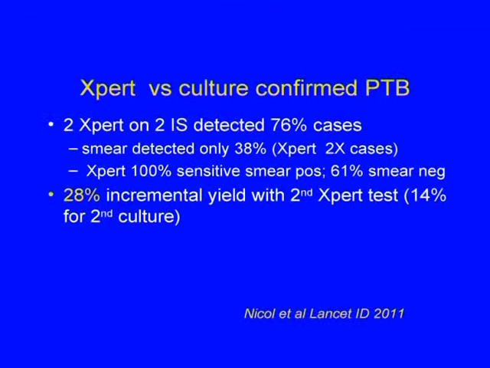Very reasonable detection rate. Again, do we need one or two specimens? In fact, there was a big increment in the second Xpert on the second induced sputum. So you got 28% more children with a second Xpert test. Remember, I showed you that the second culture detected about 15% extra children in the previous study. Very similar figure in this study, where 14% extra children were detected on culture. Very good specificity, and it accurately detected rifampicin resistance, and of course the results were very fast.